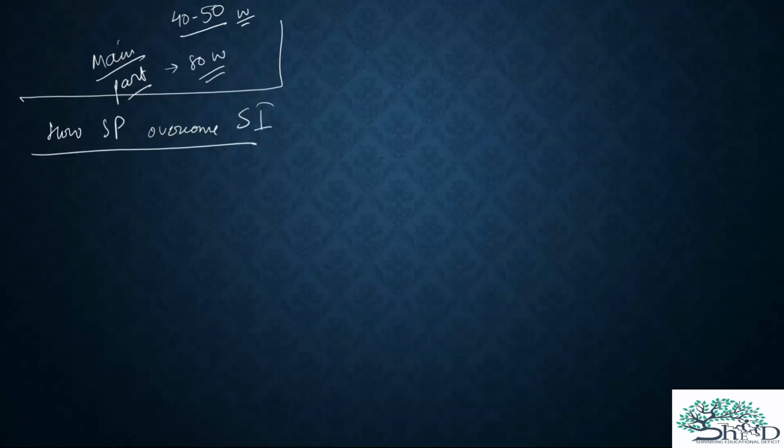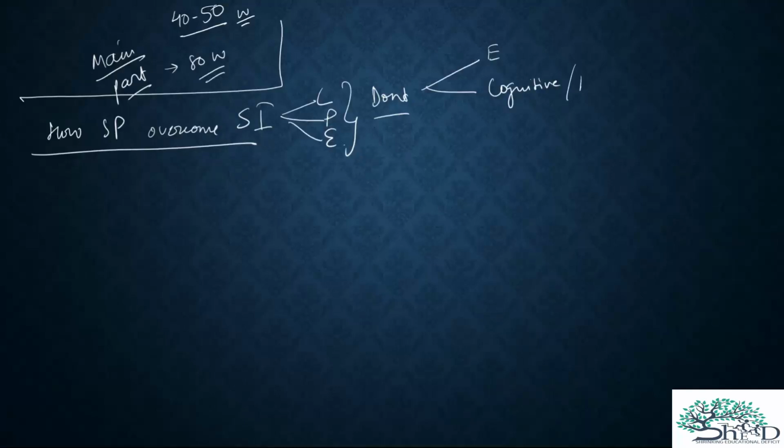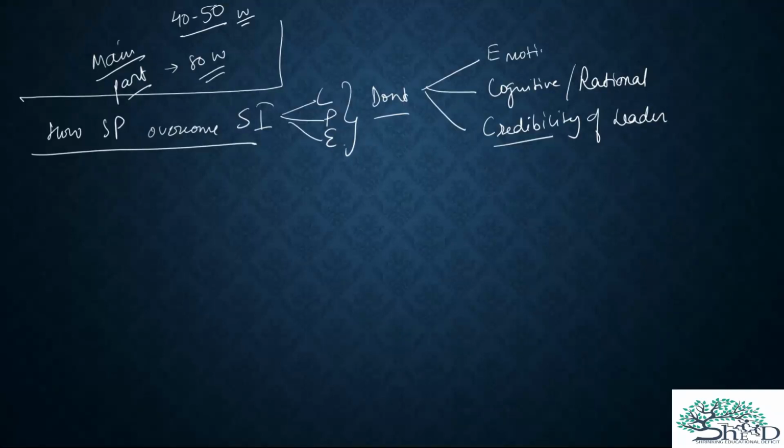So we are going to divide our answer into three parts: logos, pathos and ethos. But do remember, don't write these words in the exam. Write the emotive part, the cognitive or the rational part, and leadership, that is, credibility of the leader. Emotive part, cognitive or rational part, and credibility of the leader. So don't write logos for logical, and so on. So let's move on.